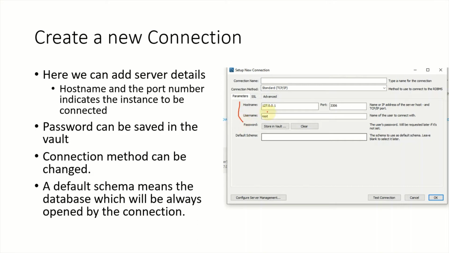Usually we use localhost or this IP, and this port number is default. You can change this port number during the installation or configuration of the MySQL server. Then if you have some passwords and you don't want to type the password all the time whenever you start the connection, for that purpose you can save your passwords in the vault. Then we can change the connection method here, and we can give a name to a connection here, and also we can assign or import a default schema. This schema will always be available for this connection. Once you type all these things, you can check the connection by test connection, and the connection can be created by clicking the OK button.